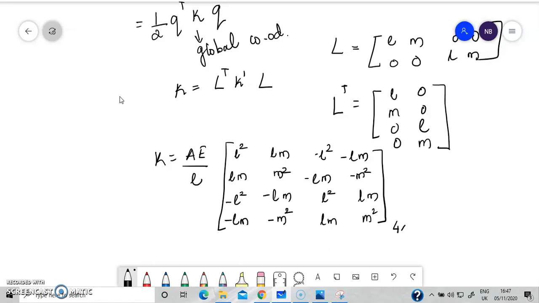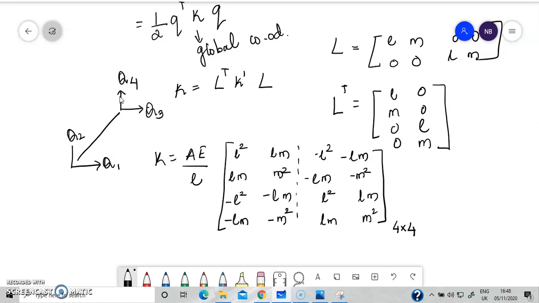So it is a 4 by 4 matrix. If we see for a bar element, we had a 2 by 2 matrix, since the displacement was only in one direction, either positive x or negative x. Here for a truss element in global coordinates, we have 1, 2, 3 and 4 degrees of freedom. These are the 4 ways it can displace. So therefore the stiffness matrix is a square matrix of size 4 by 4.